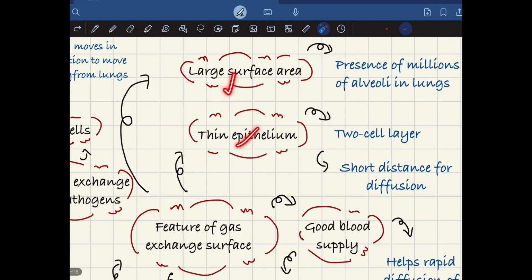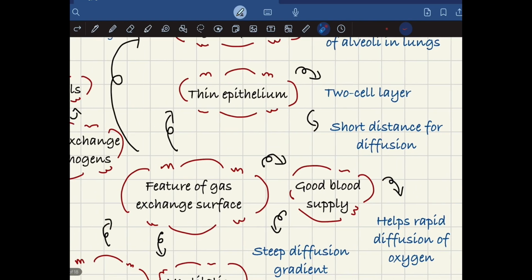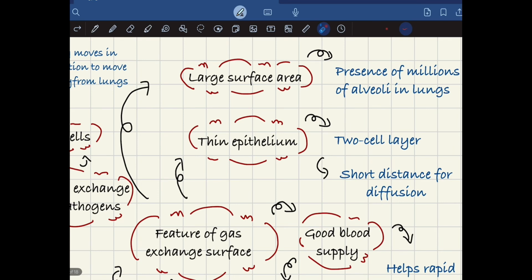We have 4 features to remember. The first one is large surface area. How do we have a large surface area? It's because of the presence of millions of alveoli in our lungs. Our alveoli are the structure where most of the gas exchange takes place. So when you have a lot of alveoli, you will have a larger surface area, which will help us diffuse our gases more quickly and more efficiently.